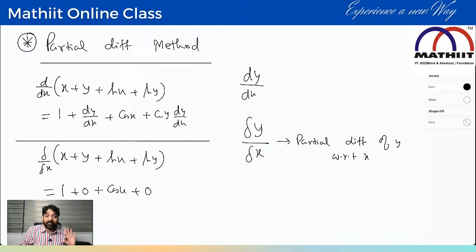Y is a function of x, no doubt. But for partial differentiation, y will be treated as a constant only. Again, somebody is asking, what is the use of partial derivative? Right now, don't ask me. Slowly, in physics, it will be very useful, when your physics teacher teaches you electrostatics and all. Anyway, right now, let me show how I will use it.